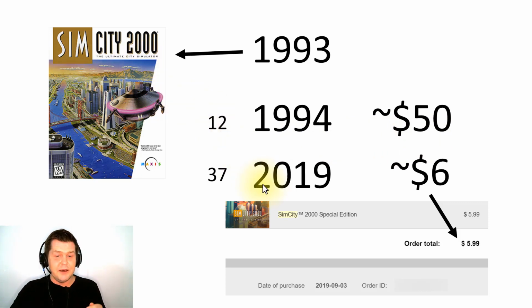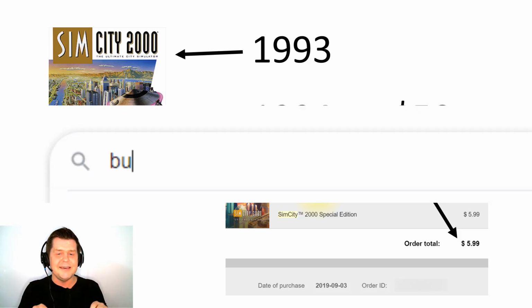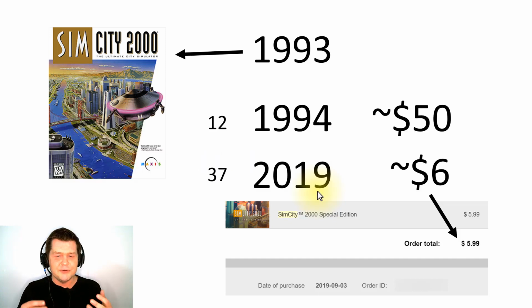Recently, this year, in 2019, I decided to search online for the game. So I searched "buy SimCity 2000". I searched online and I found you can buy a copy of SimCity 2000 online. So that's what I did. I bought a copy online and it only cost about $6.